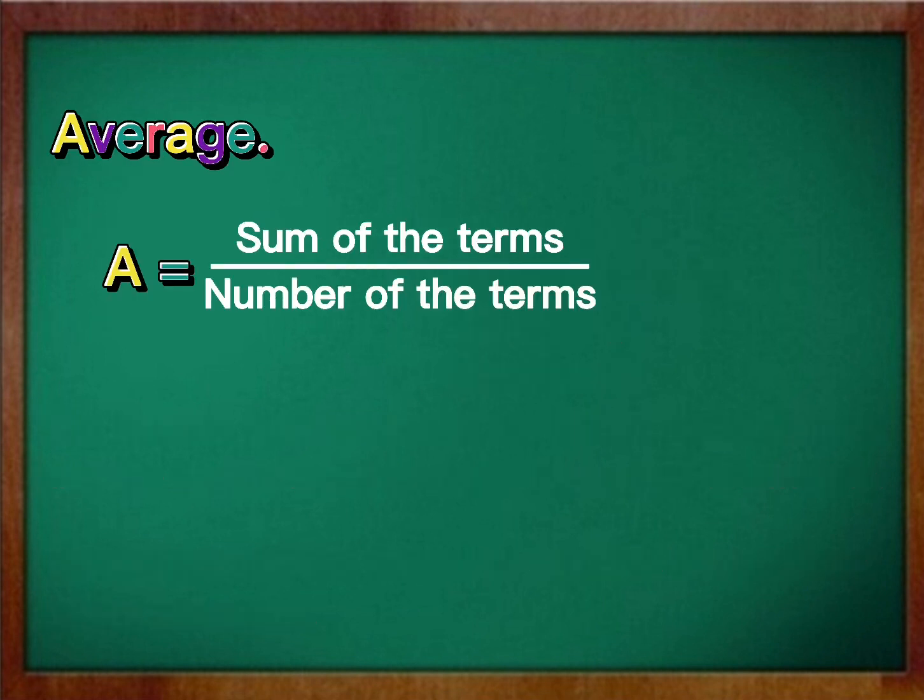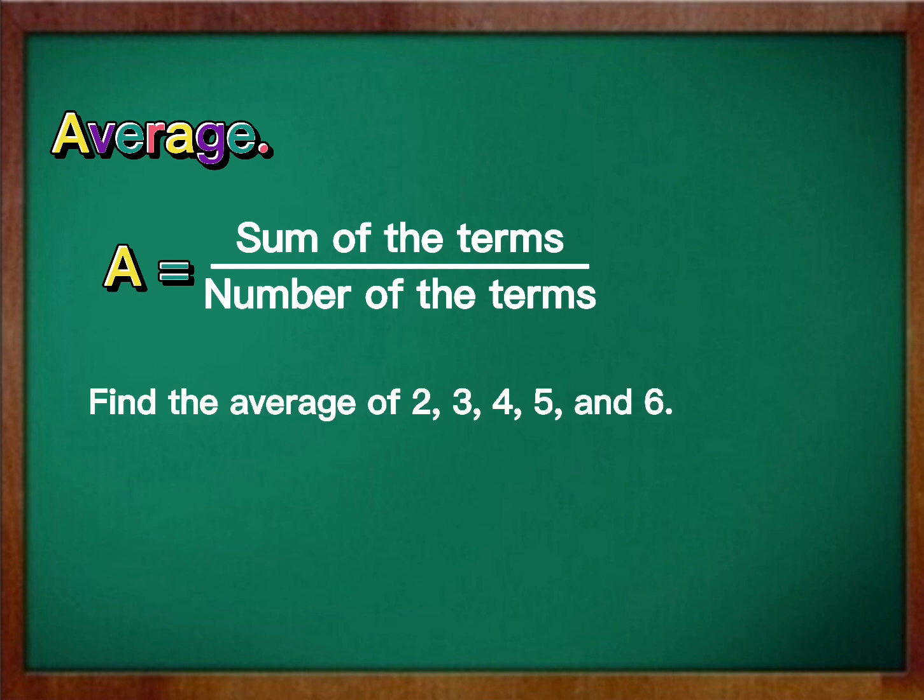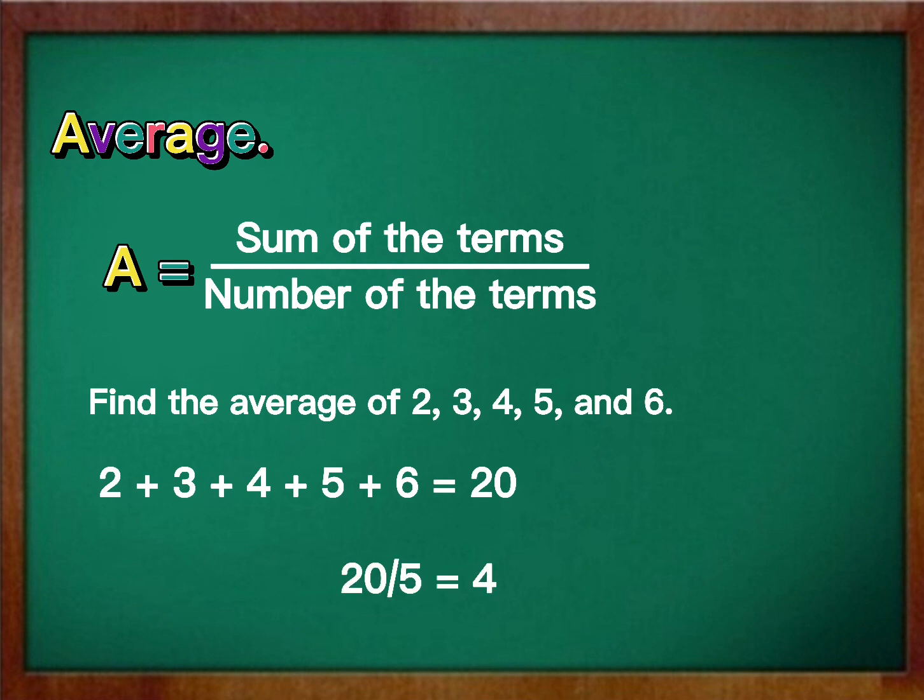Average. Average is equal to sum of the terms divided by the total number of the terms. For example, find the average of the 5 numbers 2, 3, 4, 5, and 6. First step, add the numbers. That's 20. Second step, divide the sum by 5. That's 20 divided by 5, that's 4. Thus, the average is 4.